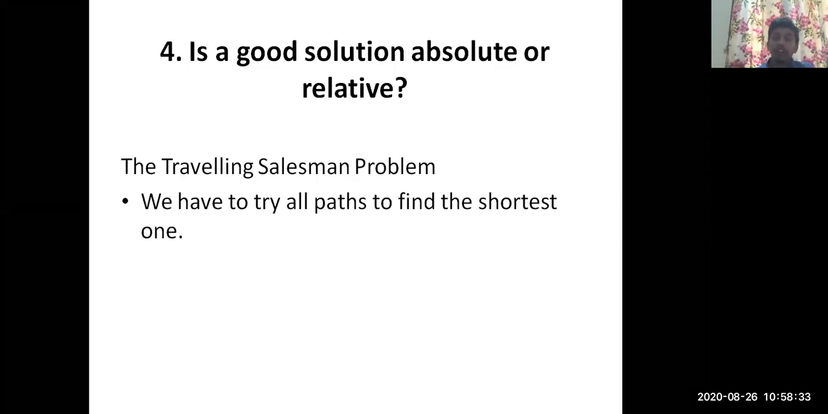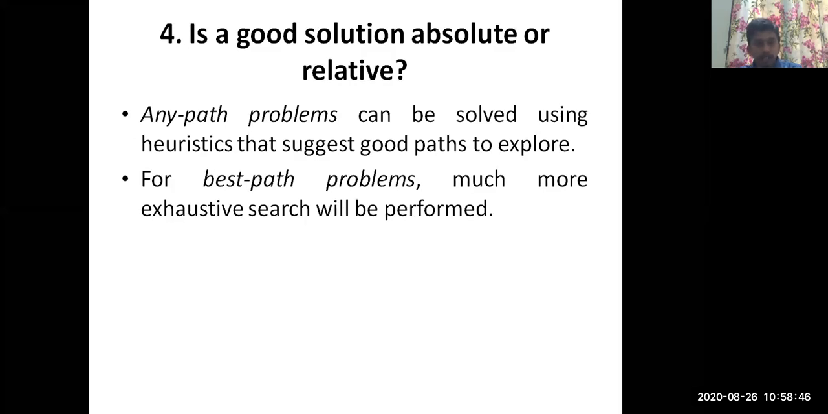You also have possibilities of various different paths, which can be a good solution but not the absolute one. It can be a relative one, because that is also leading to the destination. Any path problems can be solved using heuristics that suggest good paths to explore. Sometimes, for the best problem solving procedure, you need to understand exhaustive searches. That's the next concept we will discuss as part of our syllabus.